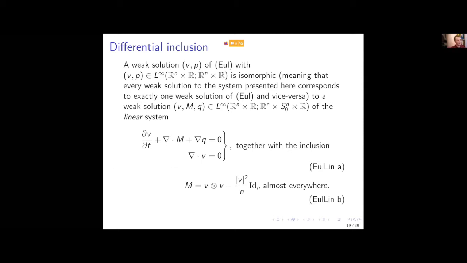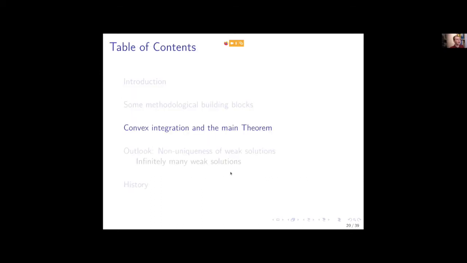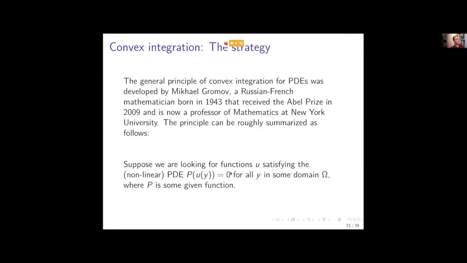And using this trick, let's say, we can suddenly look at a linear system, and we can study the properties of that linear system, and then we see which solutions of that linear system satisfy this nonlinear relation. That's the strategy. Okay, so what do we have here? So there's a general strategy.